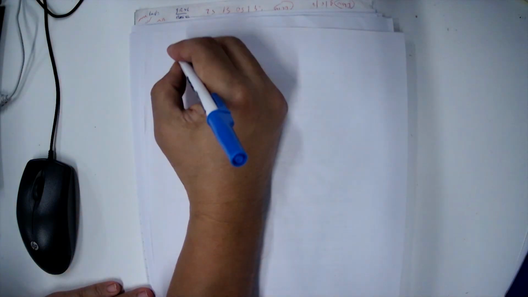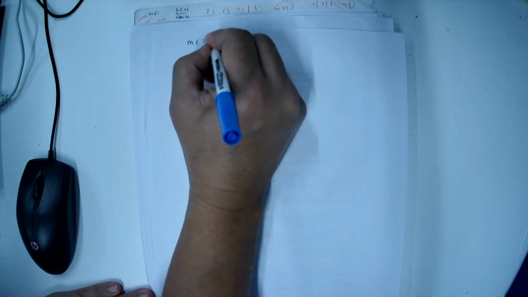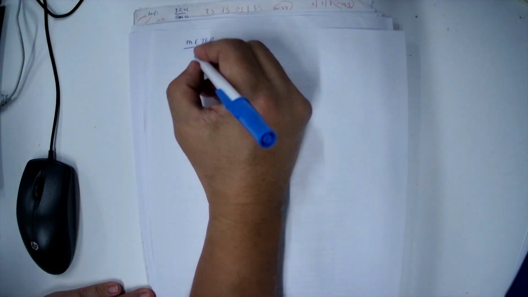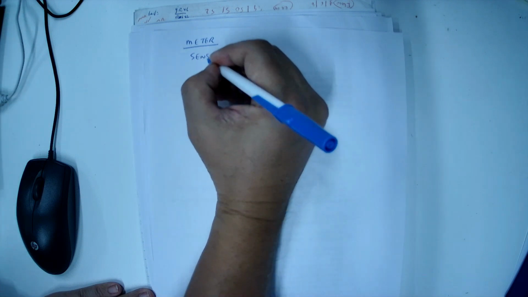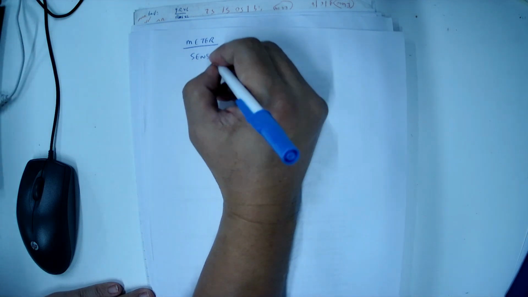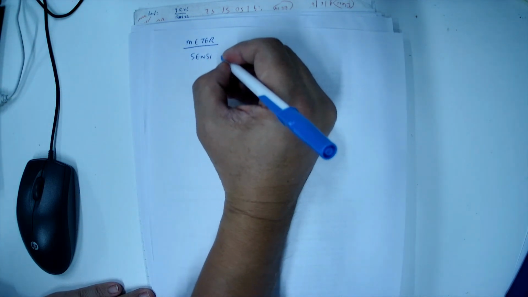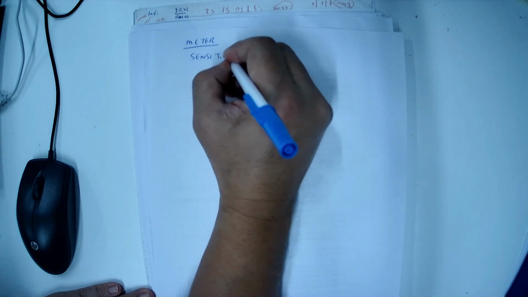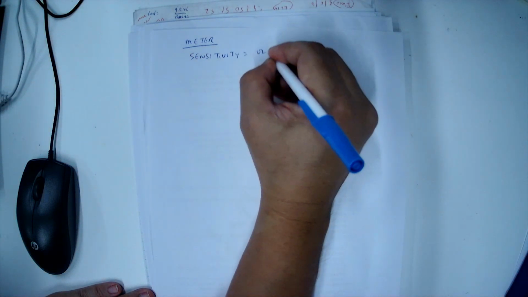Okay, the next one will be the meter sensitivity. Meter sensitivity is given in the Ohm per volt book. So the more voltage, there will be more resistance.